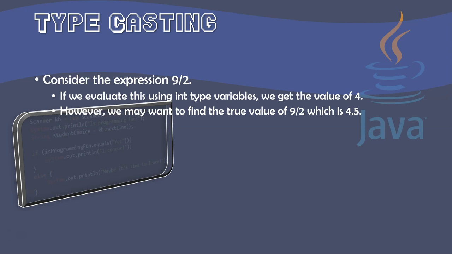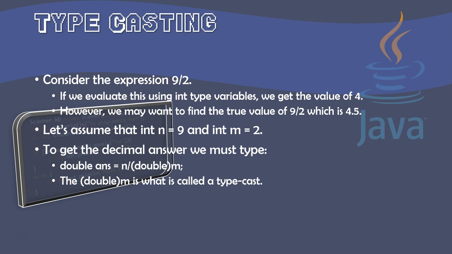Let's look at something like 9 over 2. If we evaluate this using int variables, so let's say I have an int num1 and I set it equal to 9, and int num2 and I set it equal to 2, and I do the division, well, we're going to get the value of 4, because remember, there is no decimal point. However, we may want the true value of 9 over 2, which is 4.5, and obviously we can get this using doubles very easily. And with these two variables, n equals 9, m equals 2, we have to do a little bit of math here.